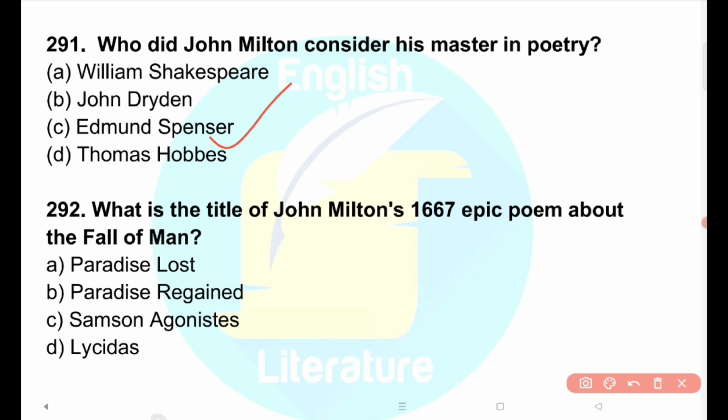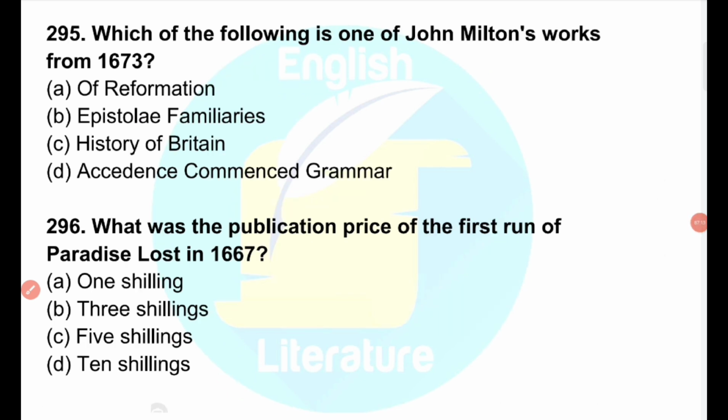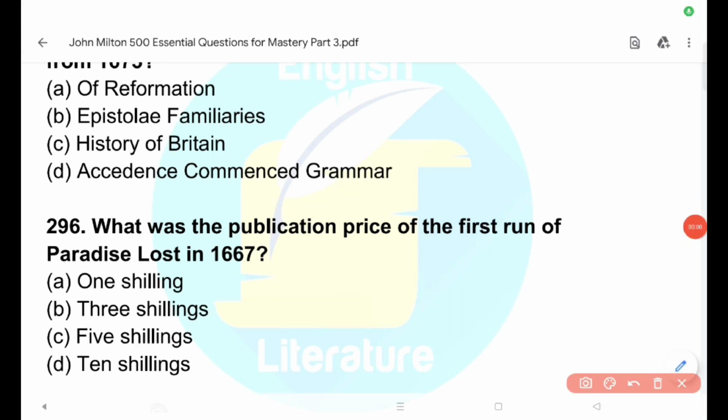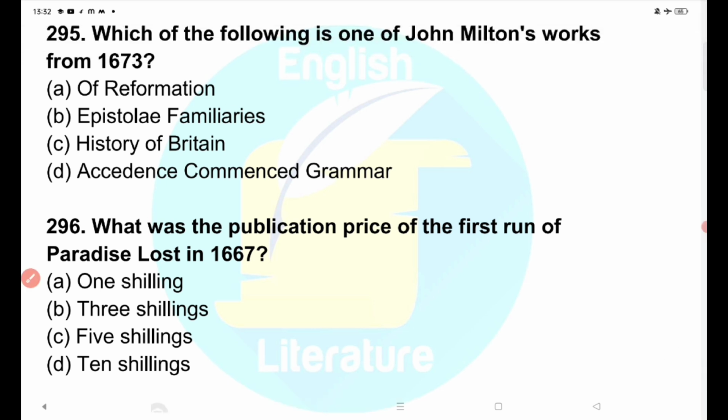What is the title of John Milton's 1667 epic poem about the fall of man? Option A, Paradise Lost. Option B, 3 shillings. The publication price of the first run of Paradise Lost in 1667 was 3 shillings.